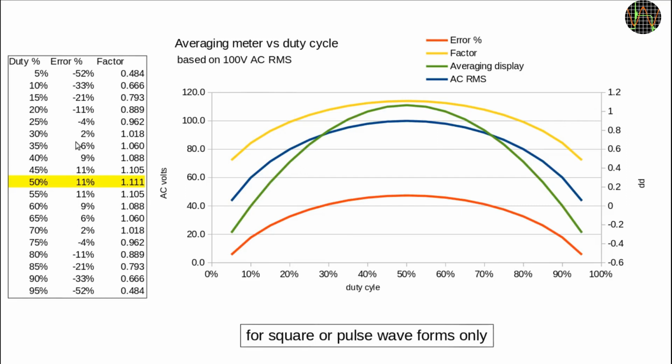So if you're using an averaging meter and faced with a square wave or pulse wave, for example from a pulse width modulation circuit, and you know the duty cycle, you can divide the displayed value by the factor in this table and get the correct true AC RMS from an averaging meter. However, for more exotic waveforms like the next ones, the averaging meter won't be of much help other than showing that some AC is there.